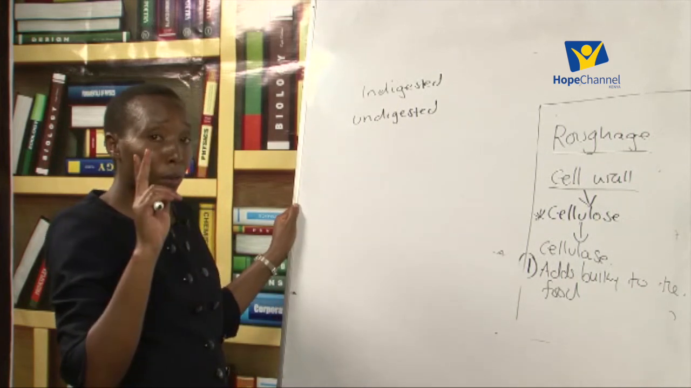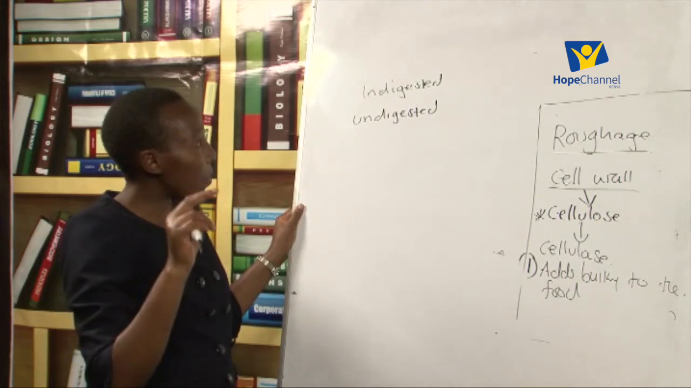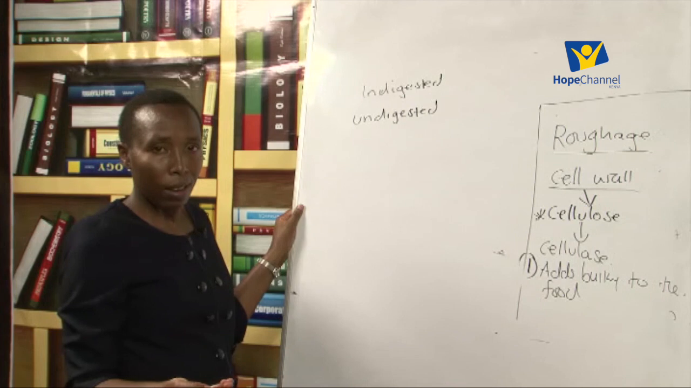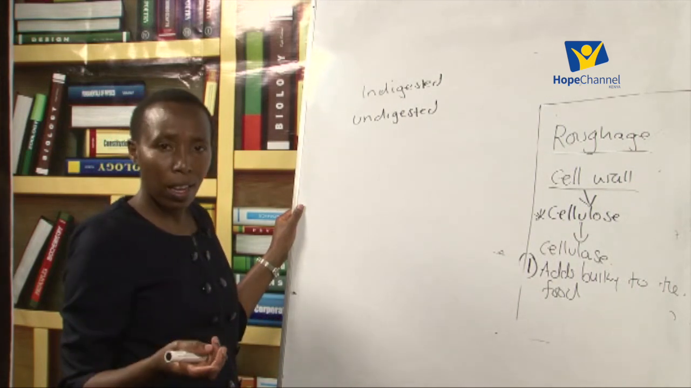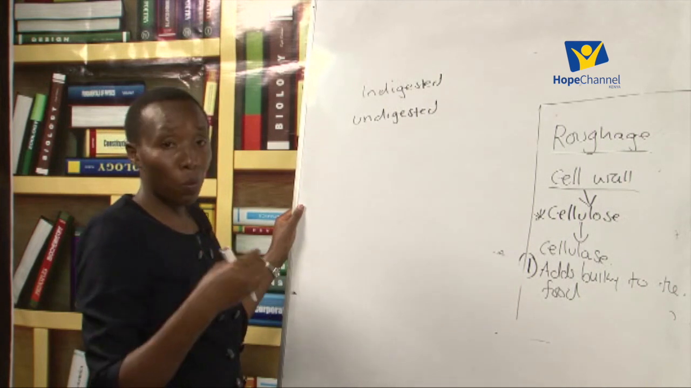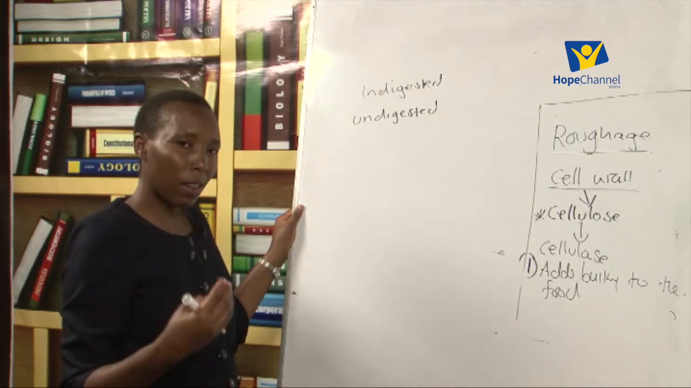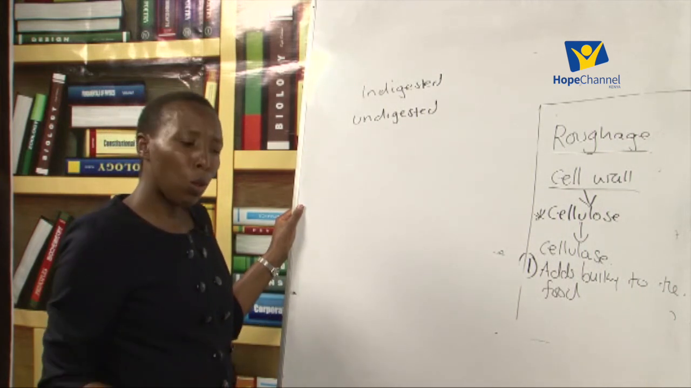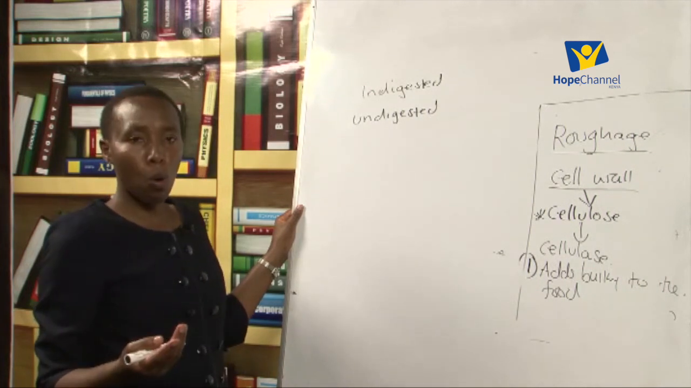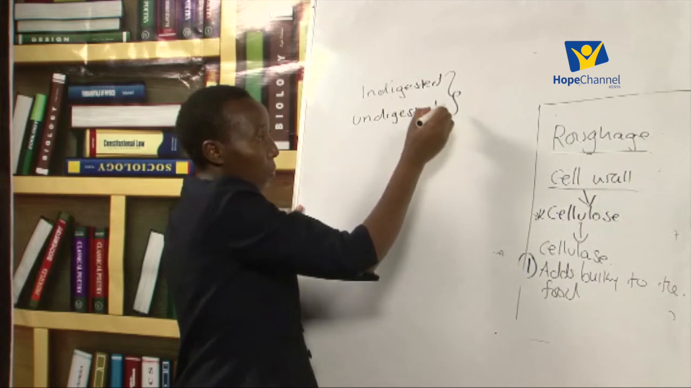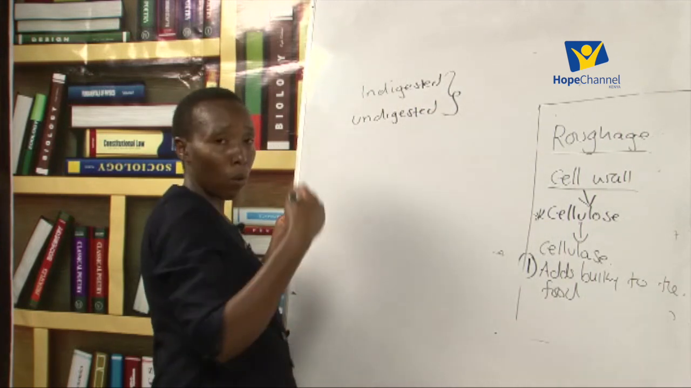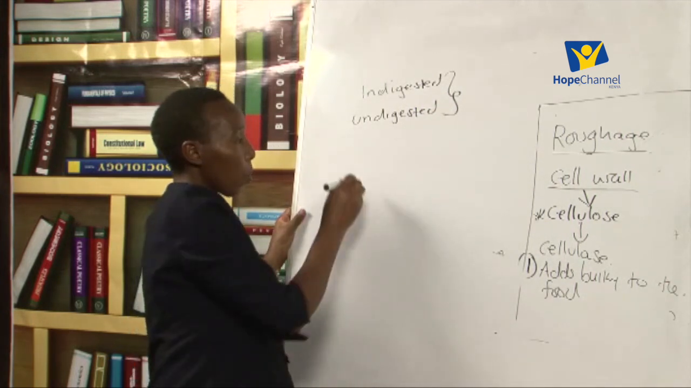So in this case we have two situations. We have that which is indigestible, it cannot be digested. And we have that which was to be digested, but it was not digested. Where do all those substances go? Of course, they come out of the what? Of the rectum. They come out of the rectum as a waste.